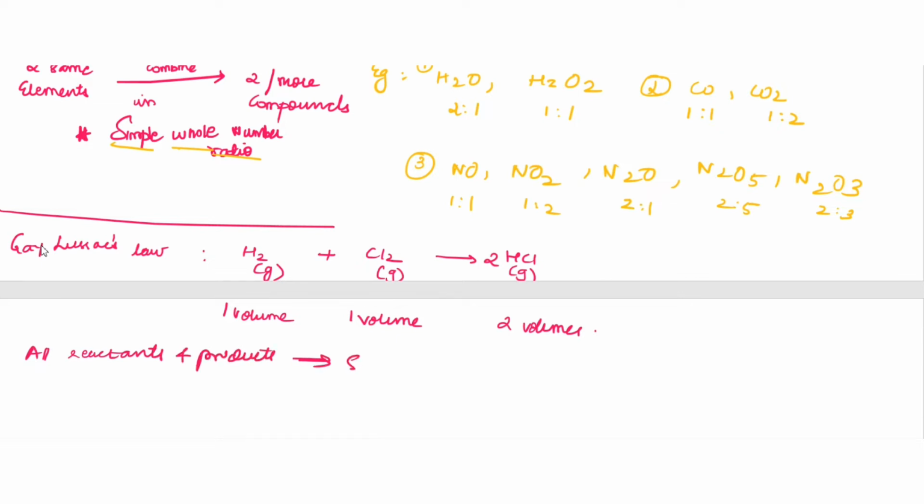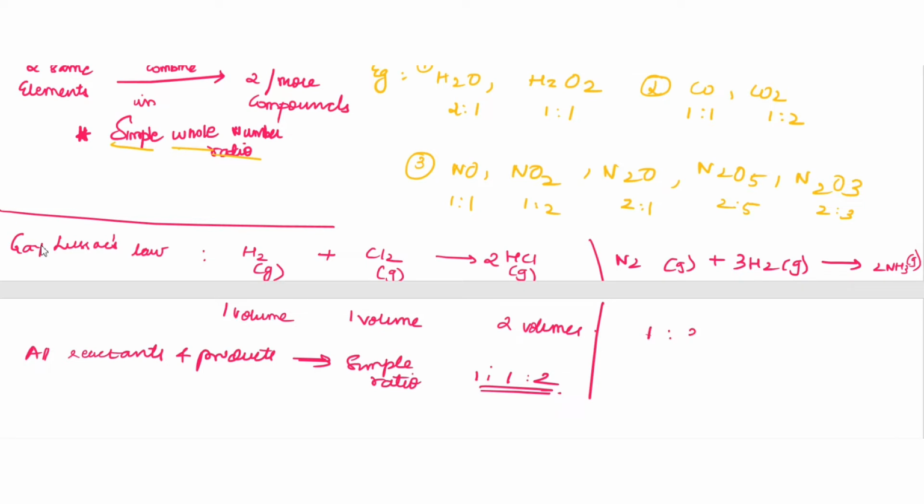Let's take another example, the formation of ammonia. N2 in gaseous state plus 3H2 in gaseous state gives 2NH3 in gaseous state. So the ratio is 1:3:2, again a simple whole number ratio. So Gay-Lussac's law can be observed in this equation. At a given temperature and pressure, the volumes of gases which react are in ratios of small whole numbers.